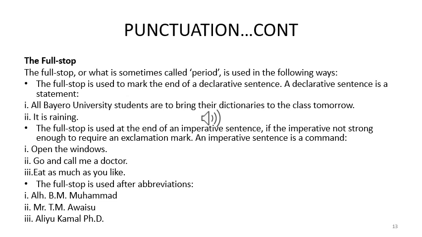Slide number 13. So let's begin with the full stop. Now the full stop is also sometimes called the period. The sign of the full stop is a dot. That's how you know, you see just one dot, that is the full stop. And it is used to mark the end of a declarative sentence. Any statement you make, the end of that statement is marked by a full stop. For example, it is raining. All Bayero University students are to bring their dictionaries to the class tomorrow. Full stop. It is raining. Full stop.